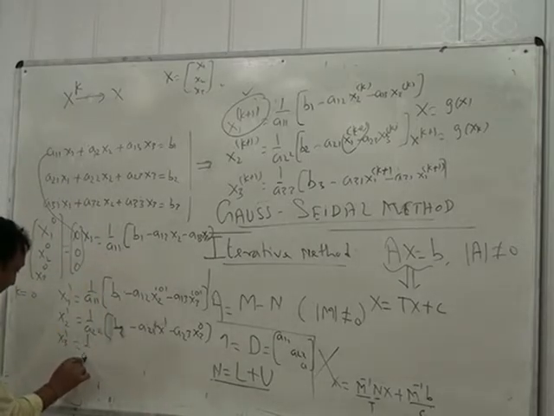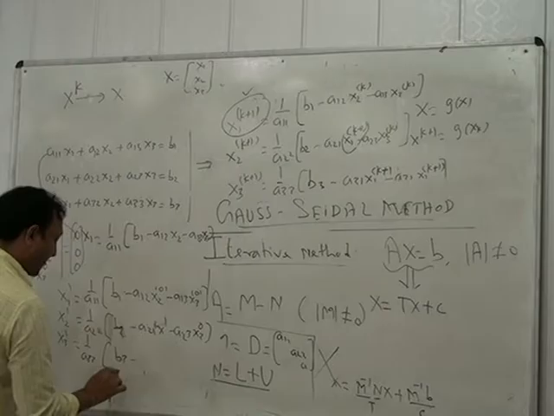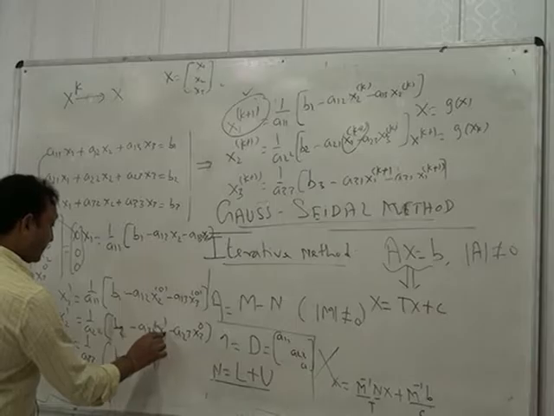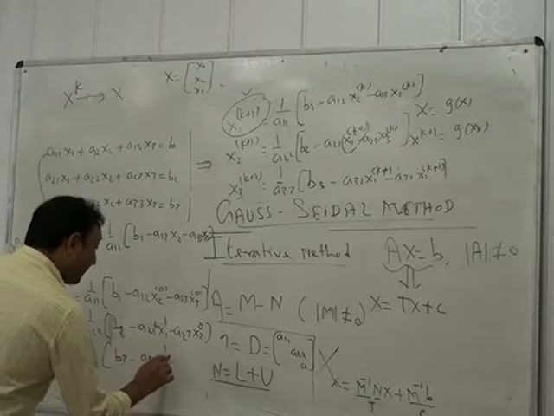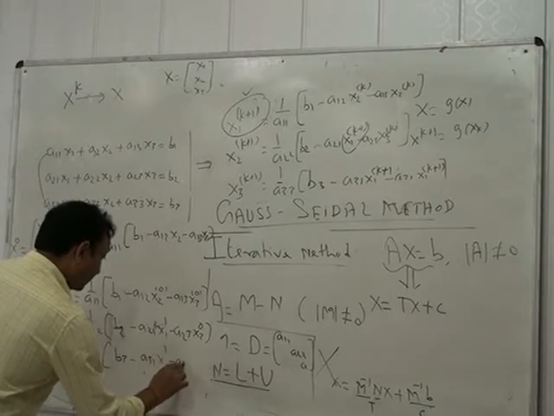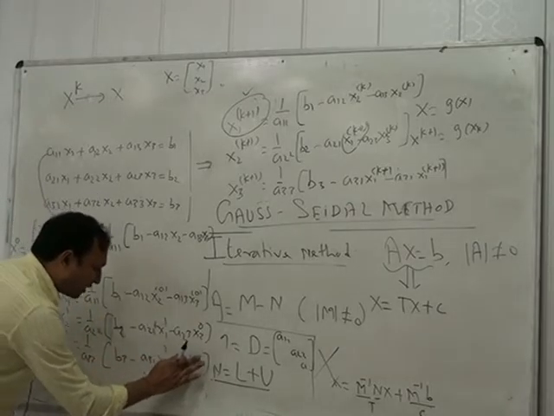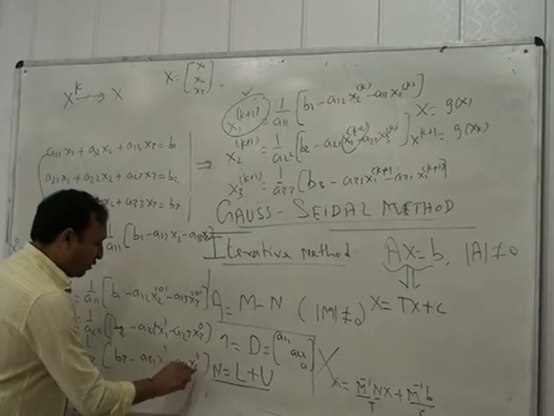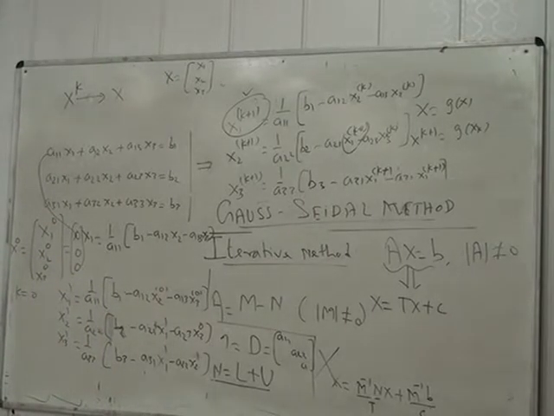x3^1 will be what? 1 by a33, b3 minus a31 x1^1, correct, minus a32 x2^1. So if you want, you can write brackets, otherwise you understand it, correct? Very good. See, if I make mistakes, you should ask why I am making mistakes. Okay. So this is what the Jacobi method is.